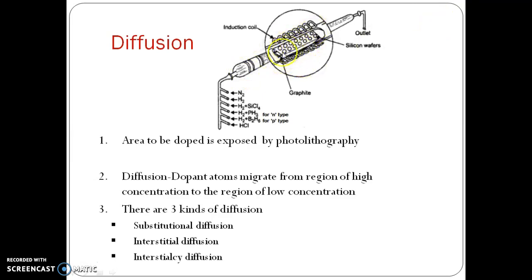So here the wafers are kept on a board-like structure, and the whole thing is placed under a very high temperature of the order of 1000 degrees centigrade. The diffusion process is of three types: substitutional diffusion, interstitial diffusion, interstialcy diffusion.